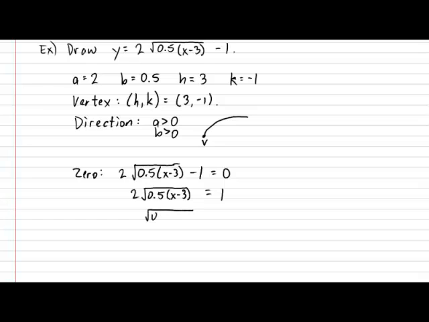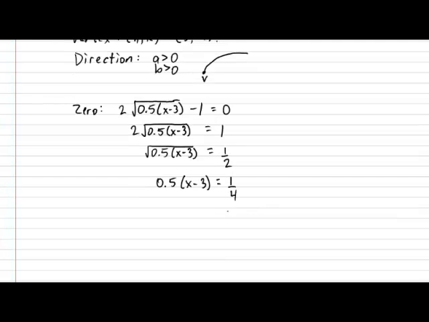Then we continue, 0.5 times x minus 3, all square root, is equal to 1 over 2. And now that the expression is isolated, let's square both sides. So this will give us 0.5 times x minus 3 is equal to 1 over 4. And then we have x minus 3 is equal to, let's see, 1 over 4 divided by half, I believe, gives you 0.5. And then finally, x will equal 3.5. So there is a zero in this example. Sometimes there might not be.